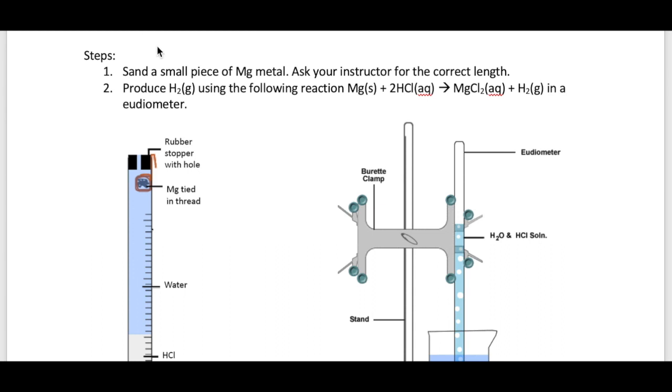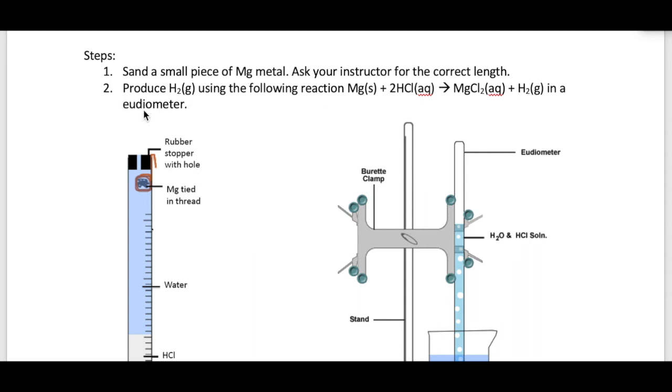We're going to start with sanding a small piece of magnesium metal. That's the metal that we would use to react to produce our gas. You should ask your instructor for the correct length of the metal to make sure that you don't use too much of it. And we're going to produce hydrogen gas using the following reaction. We're going to mix that metal with HCl, and that reaction is going to produce H2 gas.